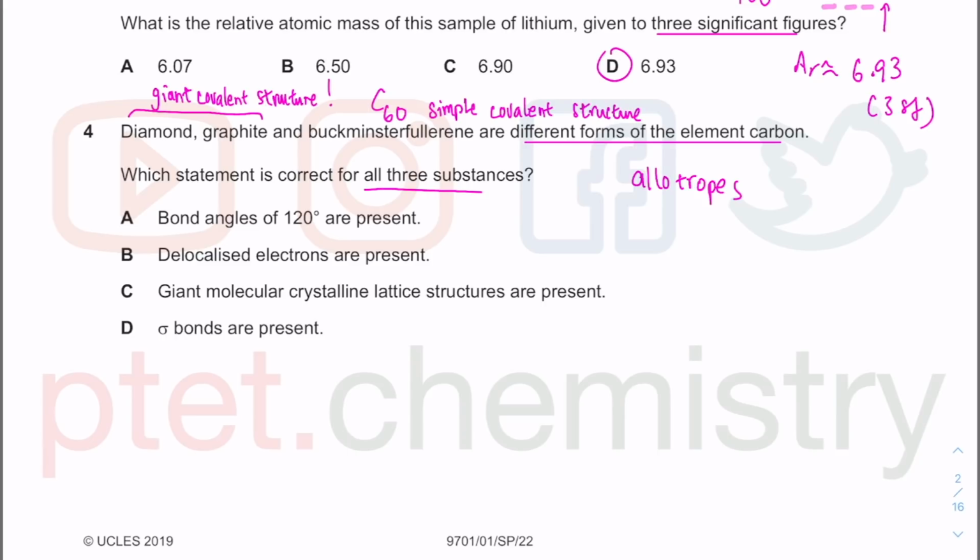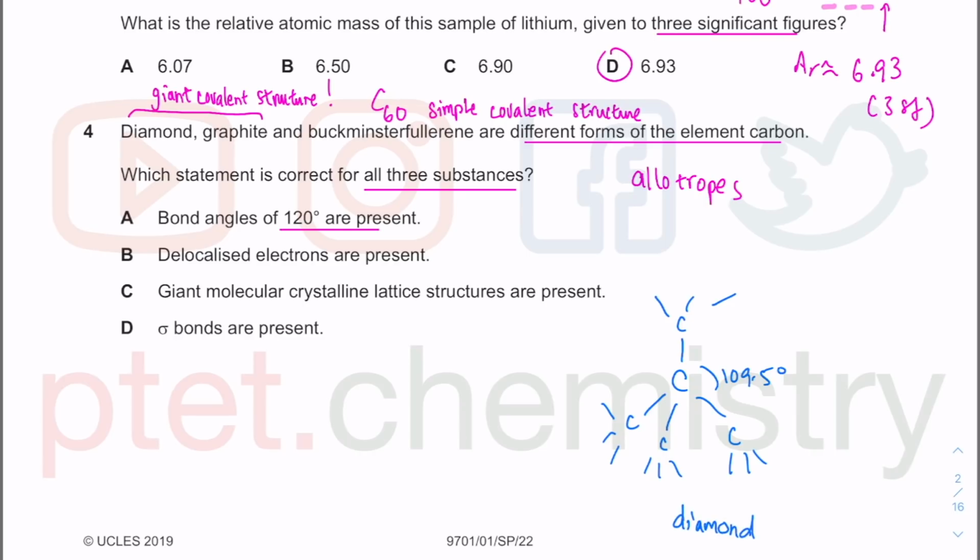What is correct for all 3 substances? Bond angles of 120 are present. Well, if I just think about diamond and graphite, I can be thinking about graphite like this, diamond like this, where each carbon is bonded to 3 other carbon. You get a tetrahedral framework in this diamond. So even without talking about Buckminster fullerene, I just talk about graphite and diamond. So we know about this hexagonal ring structure where each carbon is bonded to 3 other carbon like that.